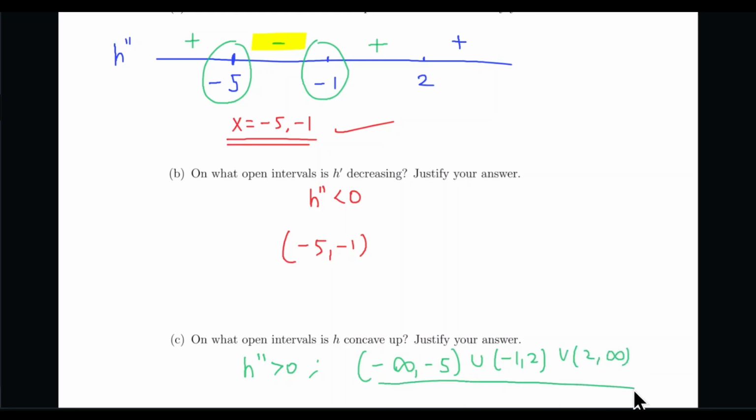Fair warning, guys. I've seen students answering this as -1 to infinity. It's not correct for one small reason: you have to exclude x equal to 2, because at x equal to 2 the double derivative is 0. It's not positive. These are the zeros of that. So make sure you have that break in your interval.